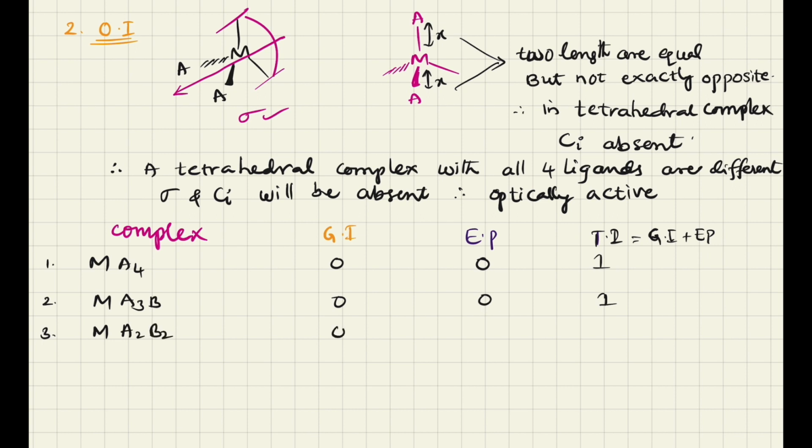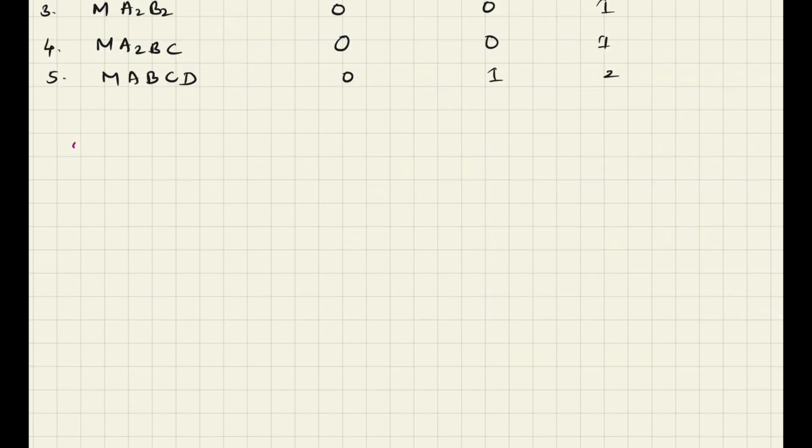Then Ma3b: for a plane of symmetry, at least two same ligands are required, but here three are the same, so a plane of symmetry must be present. Geometrical isomers are not possible, since the bond angle does not change. Enantiomeric pairs require all different ligands, but with A appearing more than once, optical isomerism is not possible. Only the last one, MABCD: geometrical isomers are not possible, optical isomers, enantiomeric pair, means 2. Therefore, a total of 2 isomers are possible.